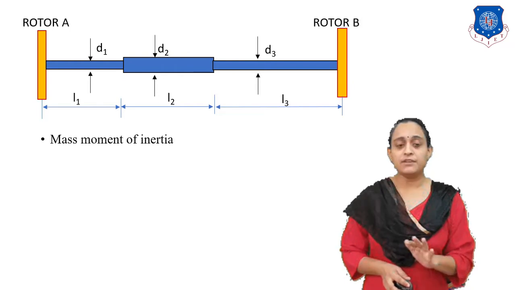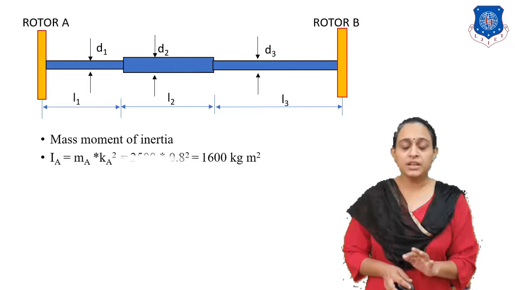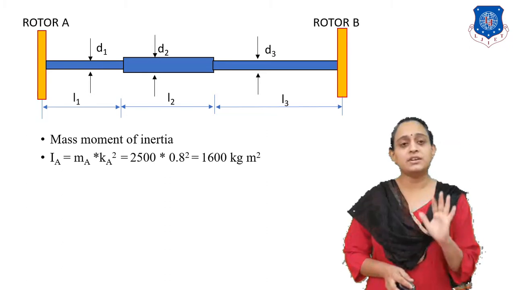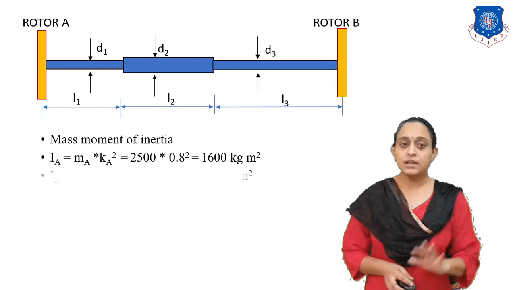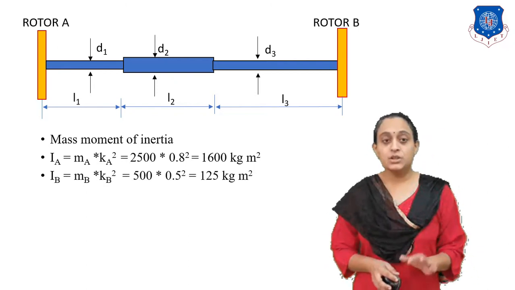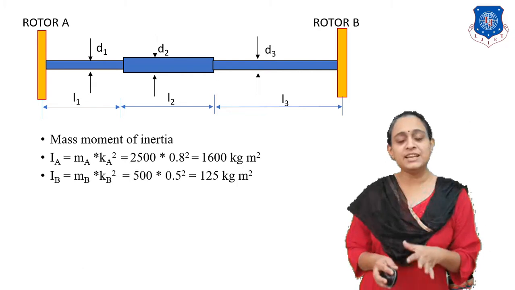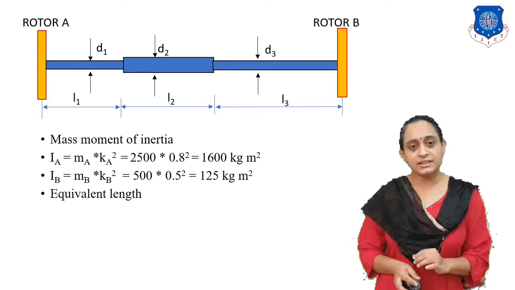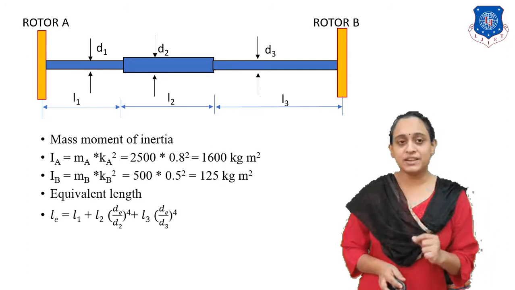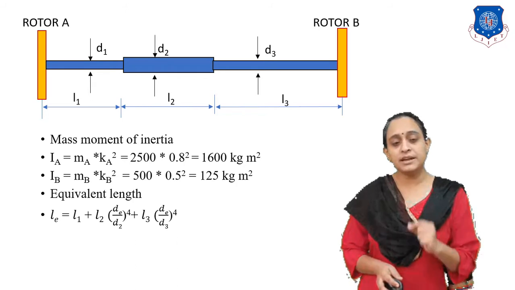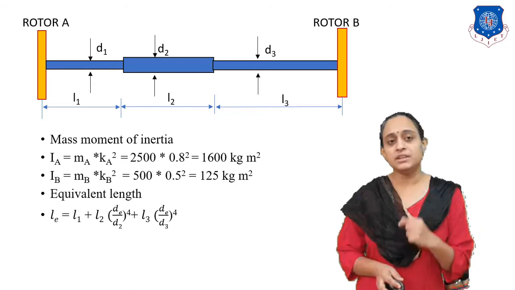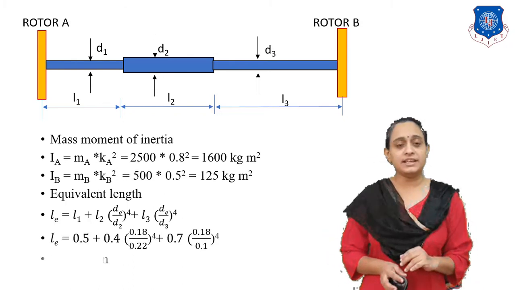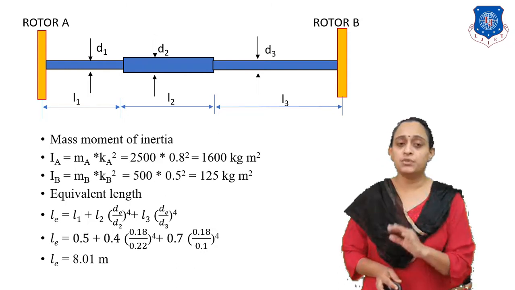For solving this, we have to calculate the mass moment of inertia, which is IA, which is MA kA square. So by solving this equation, we will get 1600 kg meter square. Mass moment of inertia of IB is MB kb square. So finally, we will get 125 kg meter square. Now let us solve the equivalent length. And what is the equation? It is L equivalent is equal to L1 plus L2 d by d2 raised to 4 plus L3 d by d3 raised to 4. By solving this equation, we will get the final equivalent length as 8.01 meter.